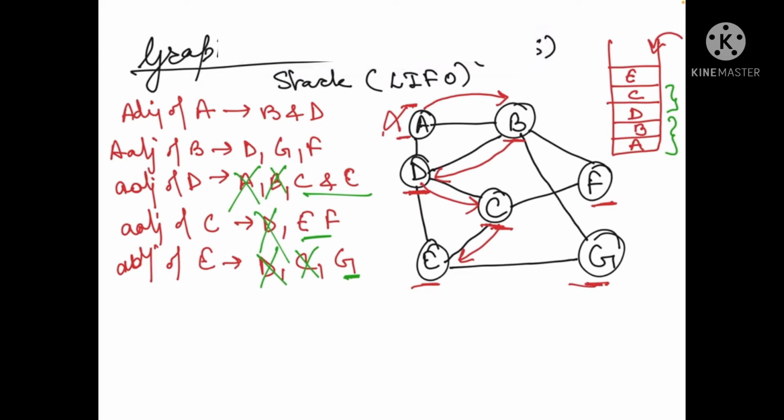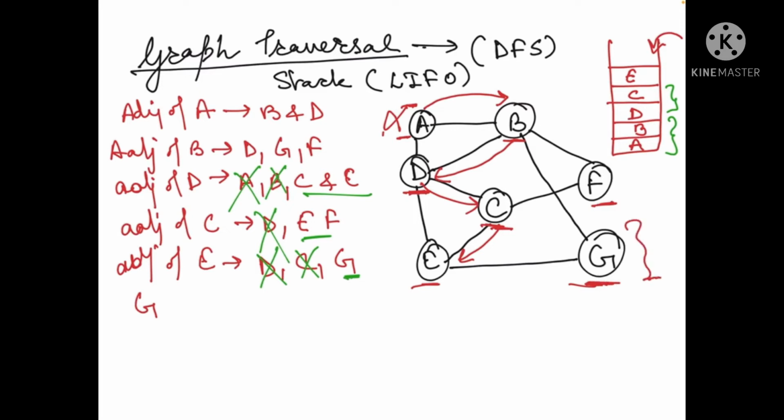I will see the adjacent of G. G has no unvisited node, right? If you see, there is nothing over here. So that means you have to start the backtracking from here. Correct? That means there is no unvisited node. The adjacent of G is E, which is already visited, and B is also visited. So now we will start the backtracking.